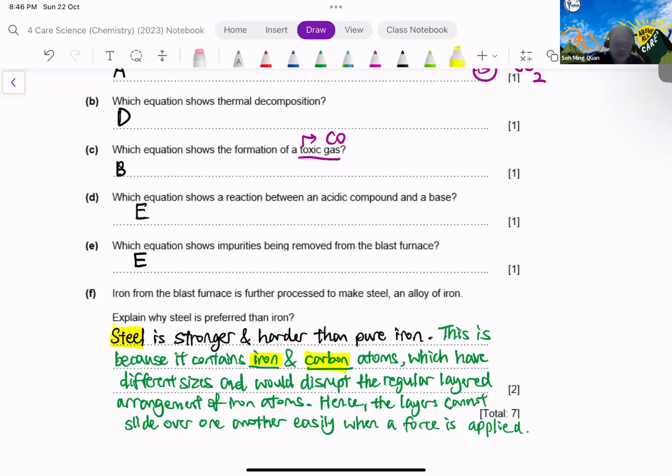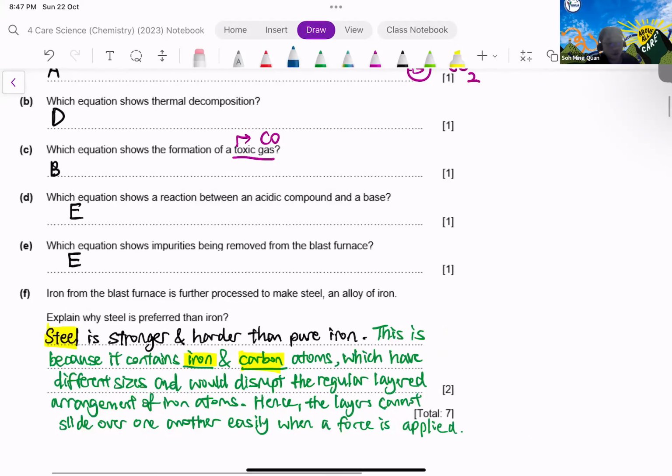Now, for your syllabus, you don't need to know how steel is actually made. All right, you don't have to know how steel is actually made. Okay, but steel is made from iron. However, since we have a little bit of time as we go through the paper, let's talk about how steel is made.